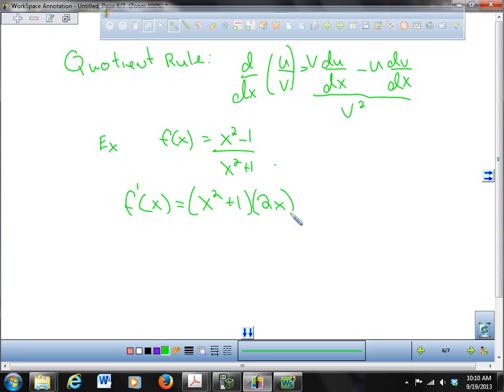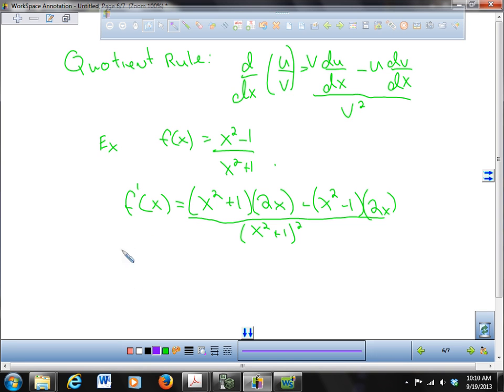2x, okay, minus, excuse me, the top left alone, x squared minus 1, times the derivative of the bottom. What's the derivative of the bottom? It's also 2x, over the bottom squared. So that's x squared plus 1 squared, like that. And then I want to simplify.